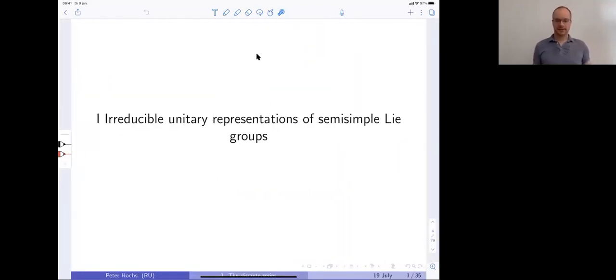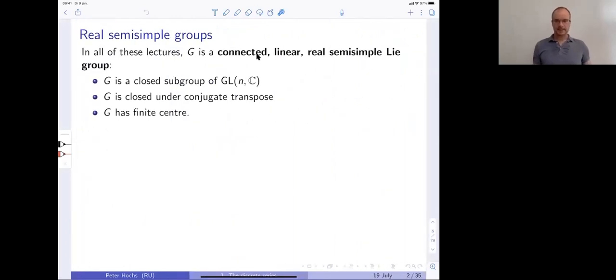All right, so let's start with the general setting. It's good to make clear what kind of groups we're looking at, and these are the kind of groups: real semi-simple Lie groups, and to be more specific, connected linear real semi-simple Lie groups. And what does that mean? The linear part means it's a closed subgroup of GL(n,C) for some n. The whole theory applies more broadly than what I'm going to say now, but the class of groups that I'm going to define here is convenient, but still contains enough examples to be interesting. So we're looking at just closed subgroups of GL(n,C). And the semi-simple part means closed under conjugate transpose and has finite center.